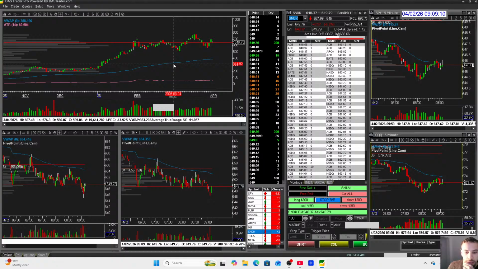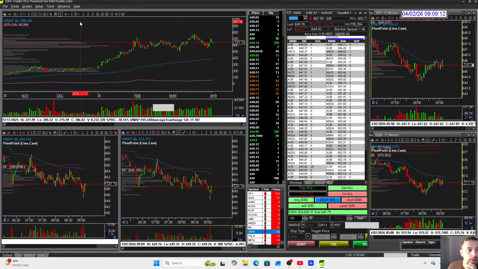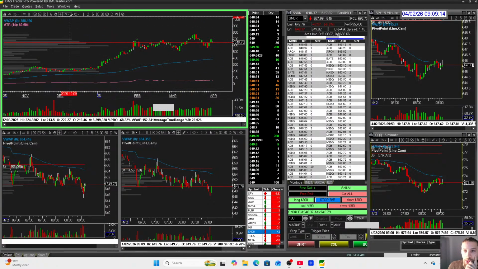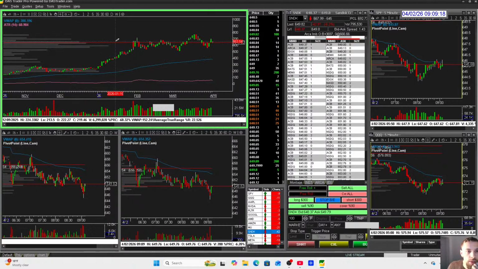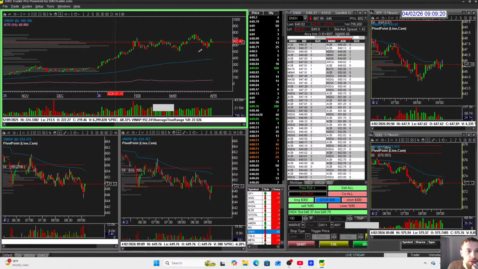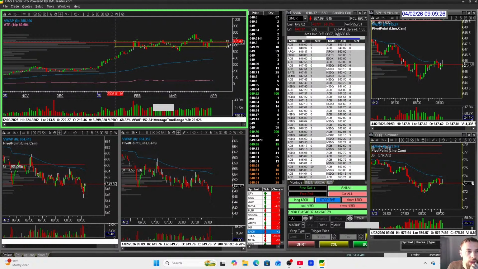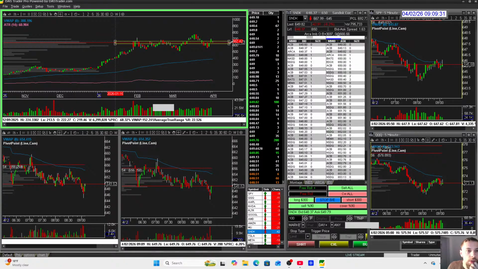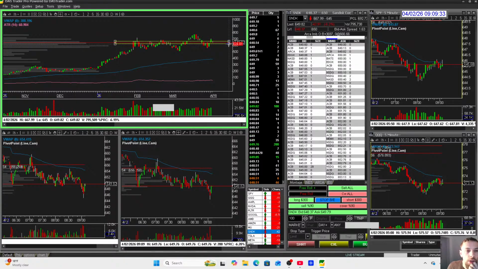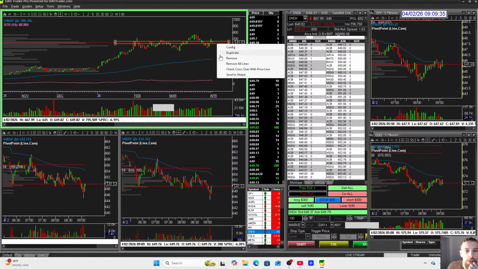So let's see, SanDisk, SNDK. Decent amount of volume, 800,000 shares. Area of resistance here, I'm drawing 667. Area of support around 628.